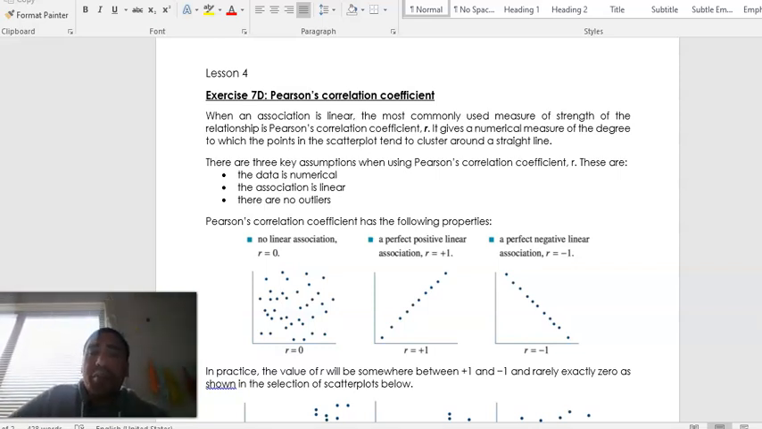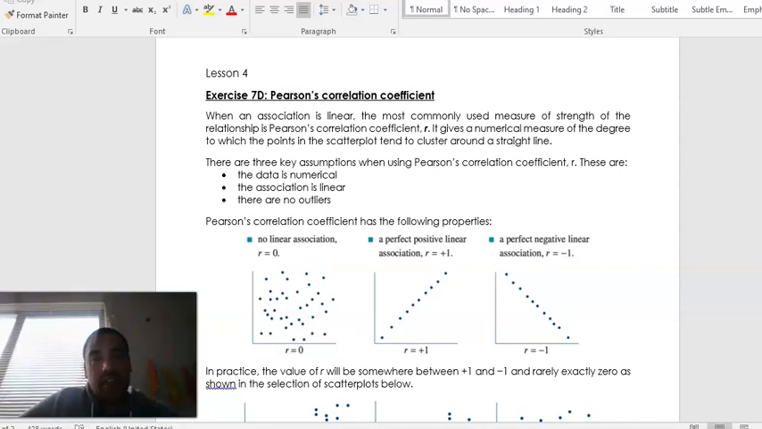The most commonly used measure of strength of the relationship is Pearson's correlation coefficient, and this is given by the letter R. It gives a numerical measure of the degree to which the points in a scatter plot tend to cluster around a straight line. Tend to cluster is a big key word, because if we were to put a line of best fit within a cluster, the closer this cluster is to that line, the stronger the association.